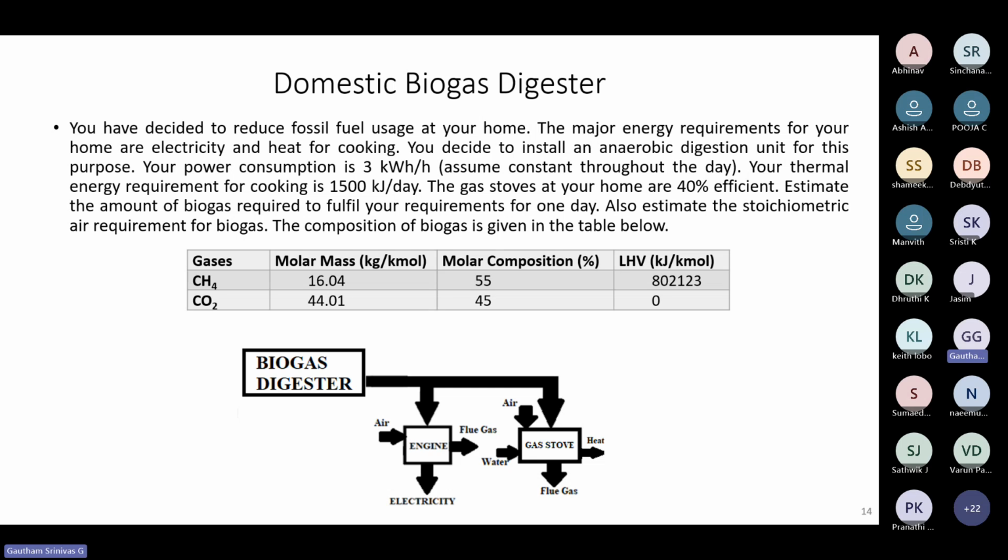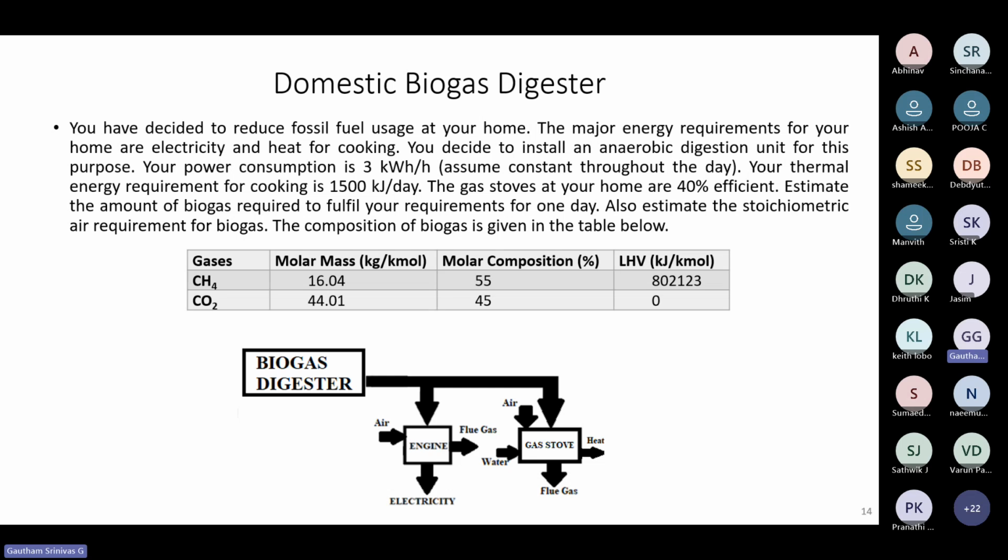you can calculate the lower heating value of biogas using this table. We have seen that a couple of days ago. We have done that in detail. If you remember that, or if you have any doubts, you can ask me right now how to do that. Okay. So now you know.